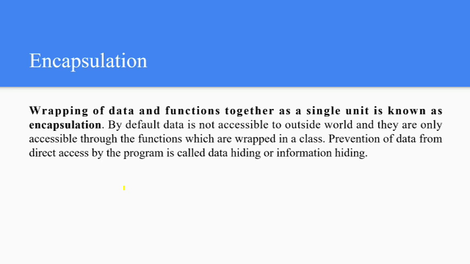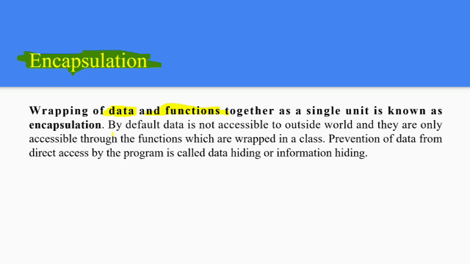Encapsulation is the next topic. Wrapping of data and functions together as a single unit is known as encapsulation. Encapsulation is a characteristic of object-oriented programming, which is basically what we do when we create an object. The object has functions, functions can act on the object, and the object obviously holds data. For example, data held in a student class is his name and roll number, and we can perform functions on that. So together it is known as encapsulation.